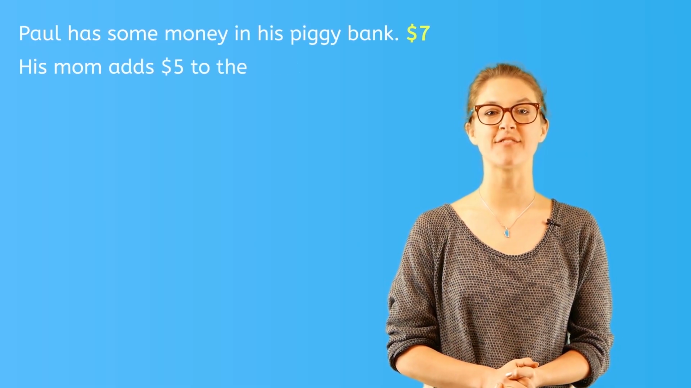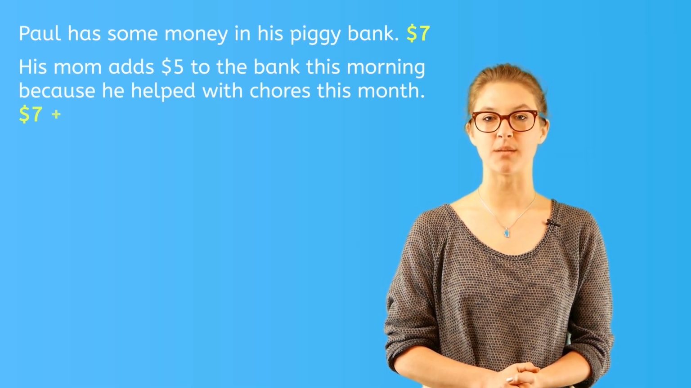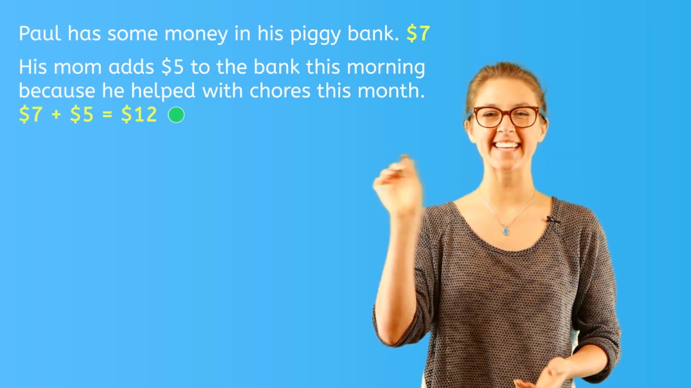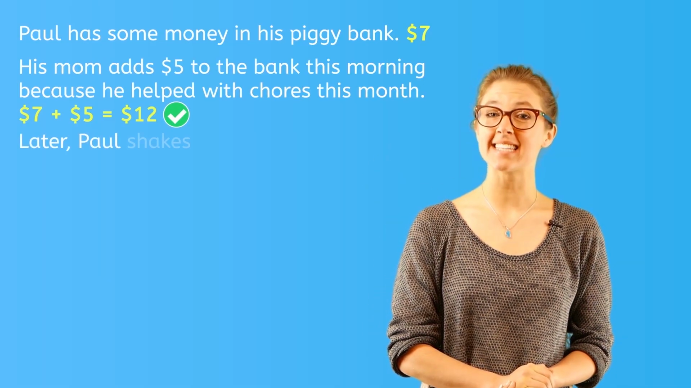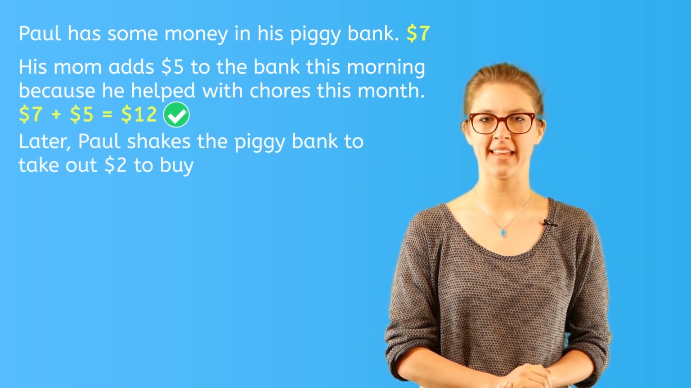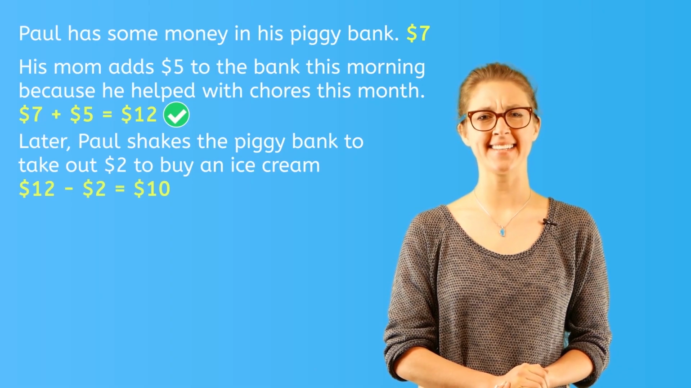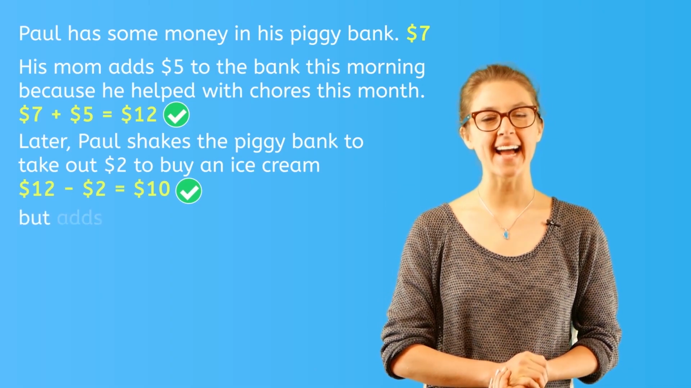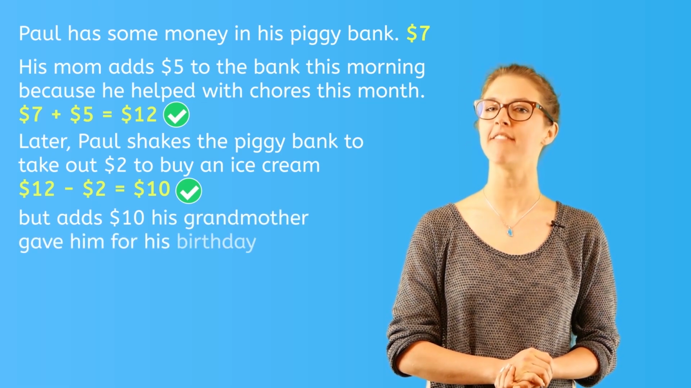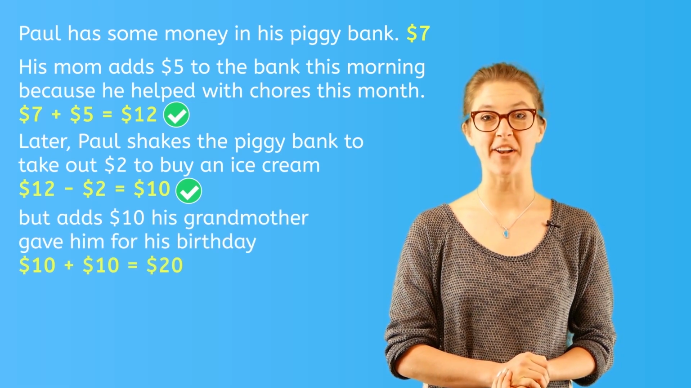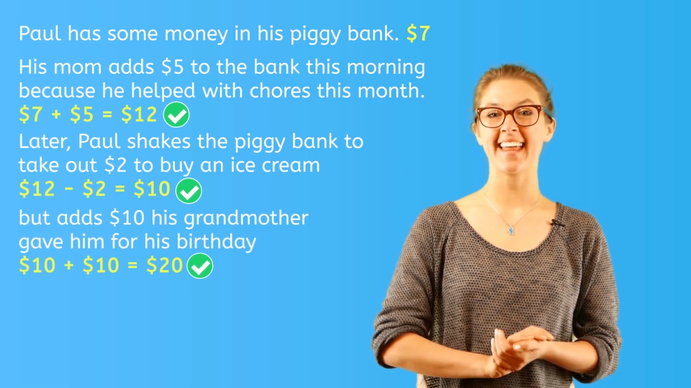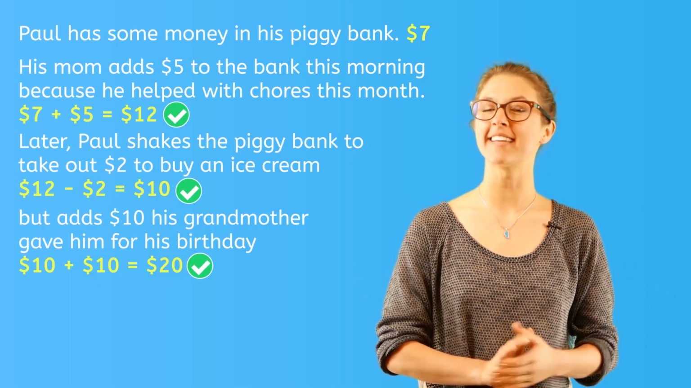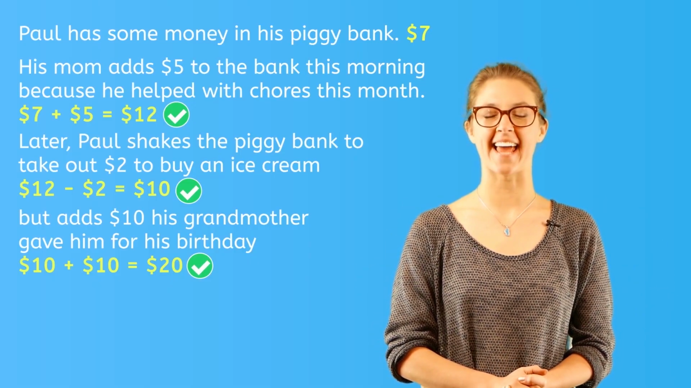If Paul starts with $7 and his mom adds $5, that gives him $12. Check. He takes out $2 for ice cream. That means he then had $10. Check. He adds the $10 his grandmother gave him. That makes $20. Check. That's correct. Paul definitely had $7 when he started his day.